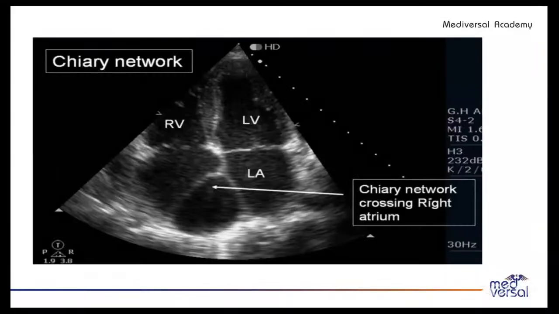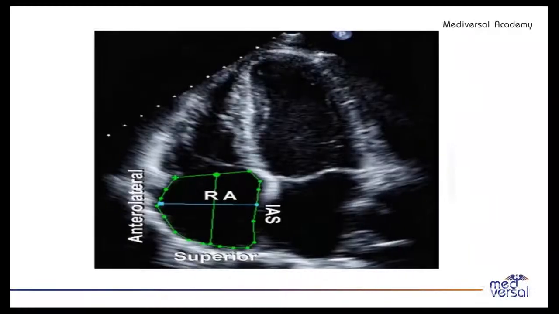After seeing, generally we'll systematically analyze the right side of the heart. First we have to go to the right atrium. We have to take the dimensions of the right atrium in two different ways, and we have to see whether right atrial enlargement is present or not.